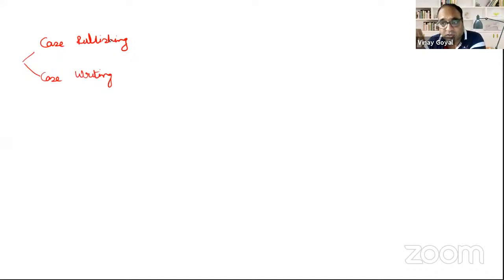So I have two basic objectives. One is case publishing. In these two sessions, I will be talking first on the aspect of case publishing. And the second objective that I will be talking about will be case writing. Now, it's very difficult to cover all the aspects of case writing in 1 or 2 hours or 3 hours. But what I'll try to highlight is what are the important things that you have to keep in mind when you want to write the case.